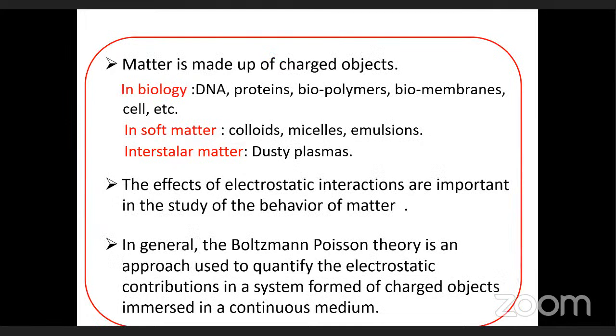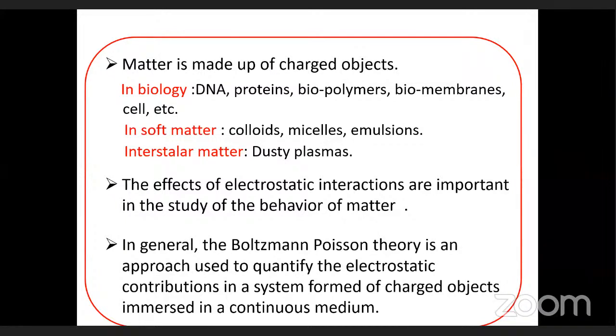Matter is made up of charged objects. For example, in biology, we have DNA, proteins, biopolymers, biomembranes. In soft matter, examples are colloids, micelles, emulsions, and in interstellar matter, we can find dusty plasma, which forms 99% of the universe. The effects of electrostatic interactions are important in the study of the behavior of matter. Understanding the electrostatic interactions acting in biological matter is very important because of its crucial biophysical applications. For example, the determination of forces between membranes, the calculation of the electrostatic potential near charged surfaces, etc.